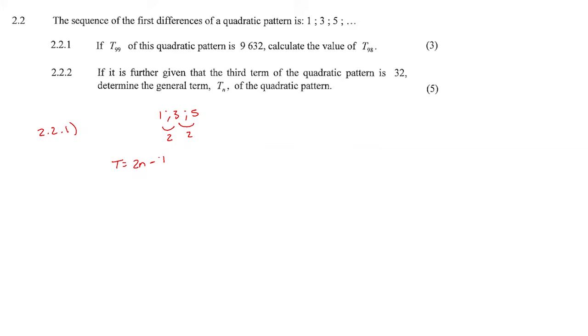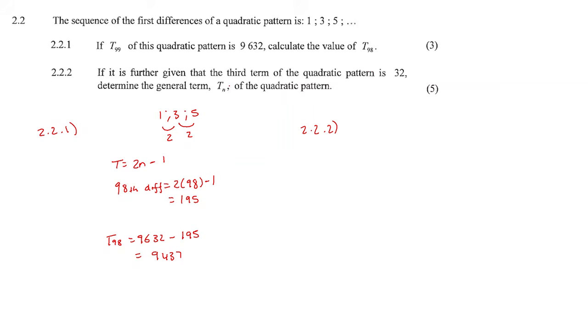So we want our 98th difference. For our 98th difference, we would have 2 times 98 minus 1, and we get 195. We can then say that term 98 will be equal to term 99, which is 9632, minus our difference, which is 195, and we get 9437.